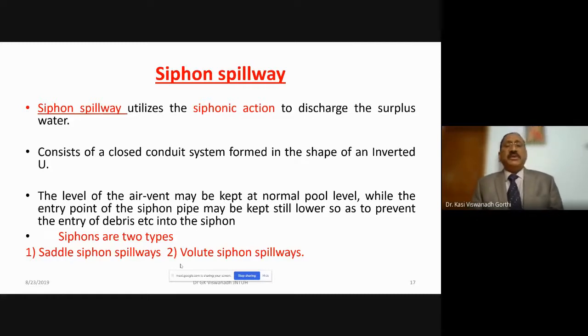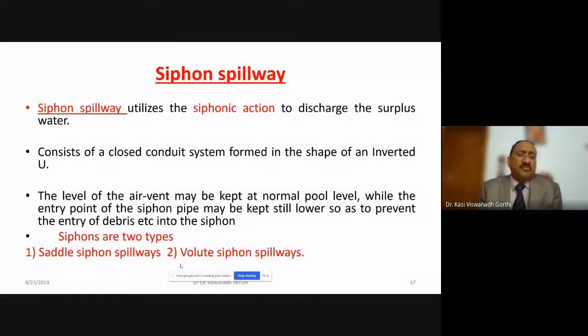So siphon spillway utilizes the siphonic action to discharge the surplus water. It consists of a closed conduit system formed in the shape of an inverted U. So the level of the air vent may be kept at the normal pool level, while the entry point of the siphon pipe may be kept still lower so as to prevent the entry of debris into the siphon. Whenever a siphonic action is used, this care necessarily has to be taken so that only water enters, debris should not enter into the siphon pipe.